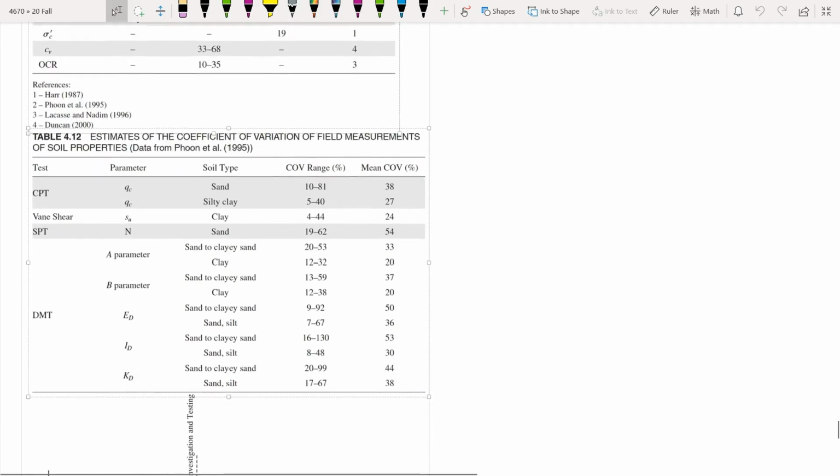How about field measurements? When we compare the CPT and the SPT, in fact, the CPT is giving you slightly better results because you have lower COV values in terms of the uncertainty, while the SPT tends to be almost the highest one among the available field testing.